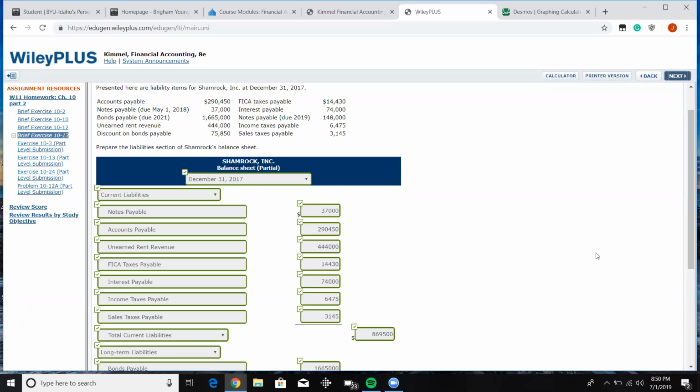So we're going to be looking at exercise 1013 today. We're presented here with some liability information from Shamrock Incorporated at December 31st of 2017. This is kind of important because it can be confusing if it's "as of" or anything like that. Basically, they're just saying today, December 31st, how many liabilities do we have? So it's just December 31st of 2017.